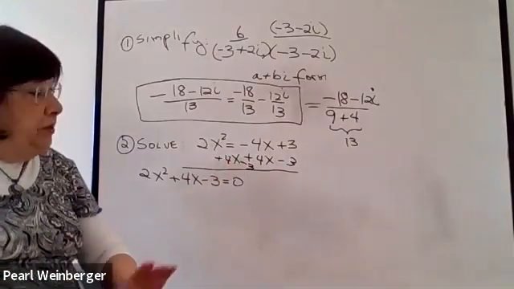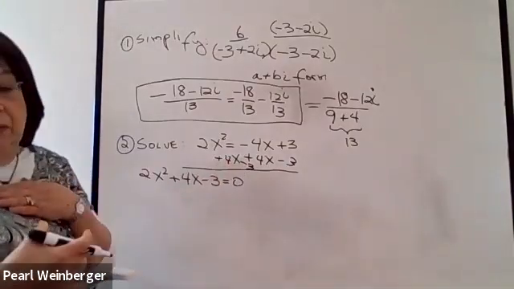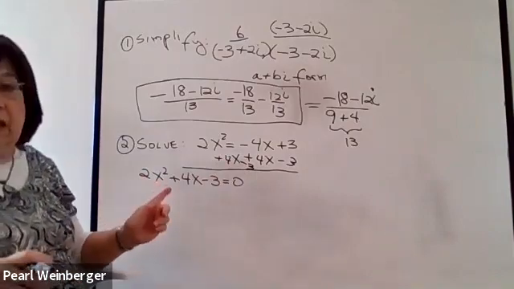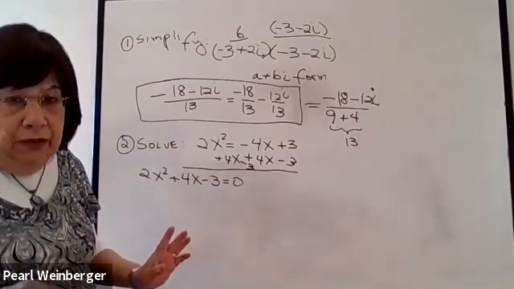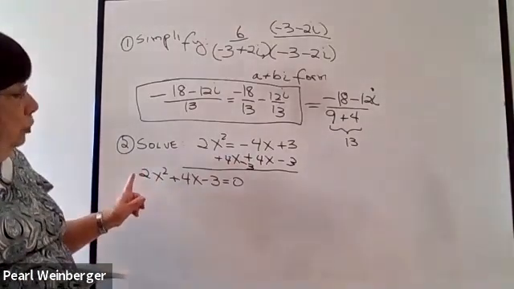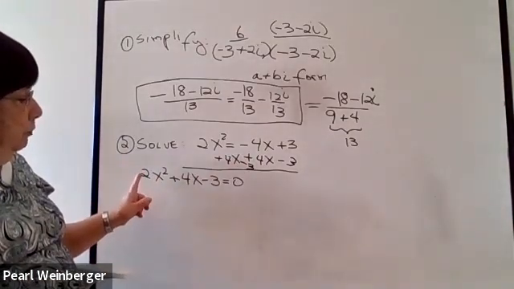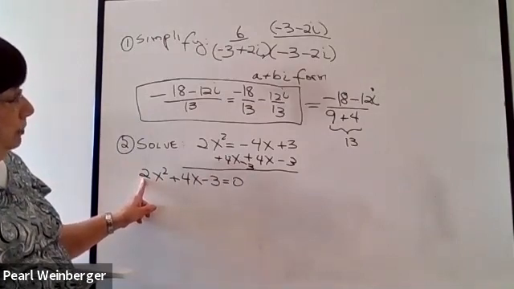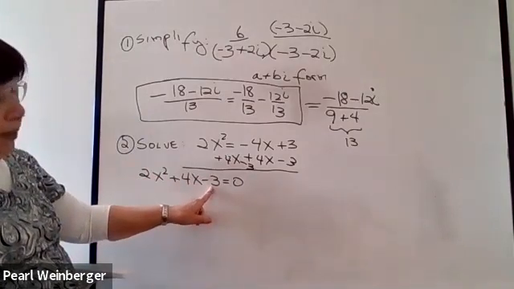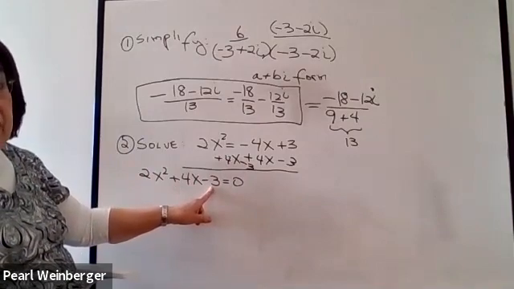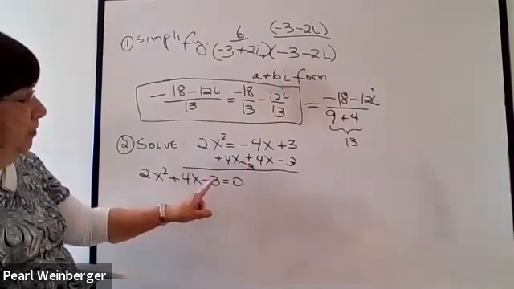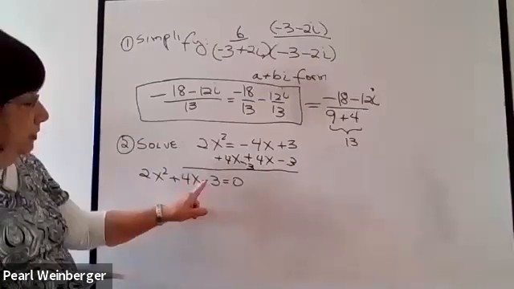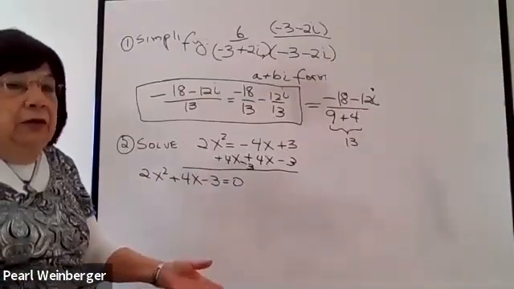Now, my first step is always, when I look at a quadratic equation, I see, is it going to be easy for me to factor? So if I were doing factoring, I would have to use the AC method, where I would have to multiply the 2 times negative 3. That would give me negative 6. And I'd have to find two numbers that multiply to 6 but subtract to 4. And there are no such numbers.